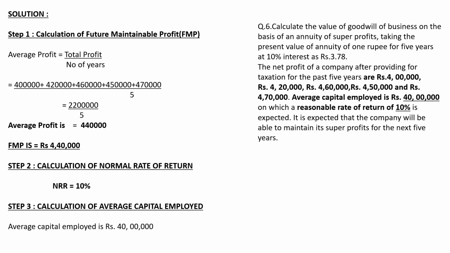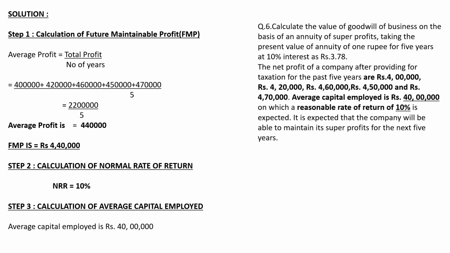So what is your total profit? 4 lakhs plus 4 lakh 20,000 plus 4 lakh 60,000 plus 4 lakh 50,000 plus 4 lakh 70,000, divided by 5. So here you will get 22 lakhs divided by 5. So average profit is 4 lakh 40,000. That average profit, your future maintainable profit, FMP, is 4,40,000.